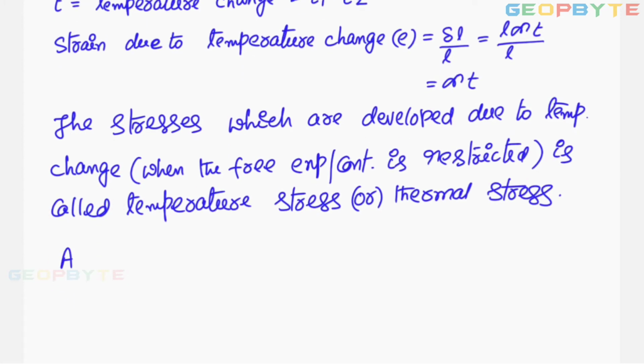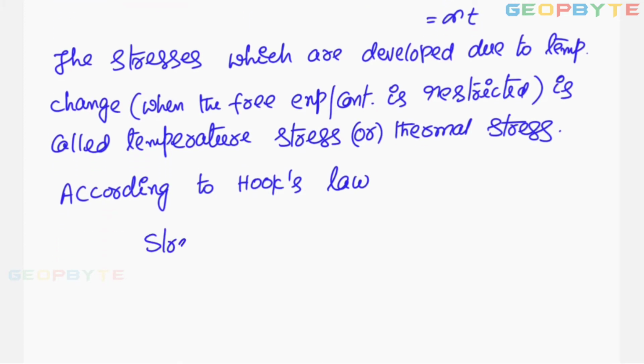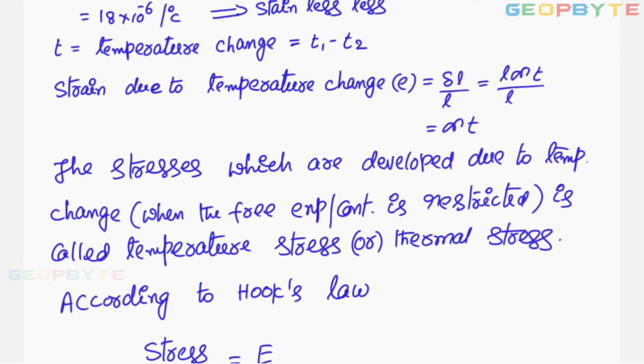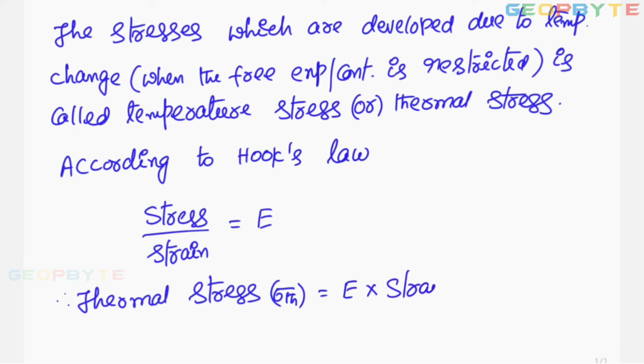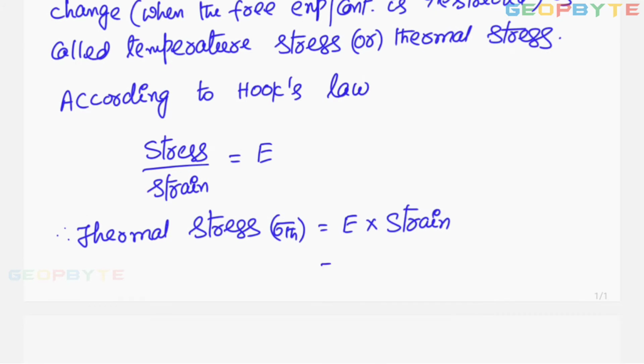Then, according to Hooke's law, stress by strain equal to Young's modulus E. Already you got the strain equal to alpha T. Therefore, thermal stress may be written as sigma suffix Th equal to Young's modulus times the strain, equal to E into alpha into T.